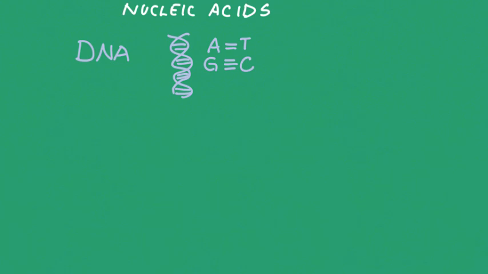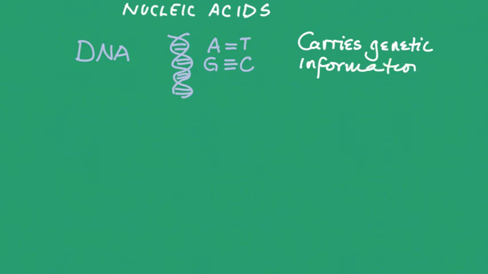The A matches with T and G matches with C. That is how you make each step. The lines that you see between them are the hydrogen bonds. The main function of DNA is to carry genetic information. DNA codes for proteins.